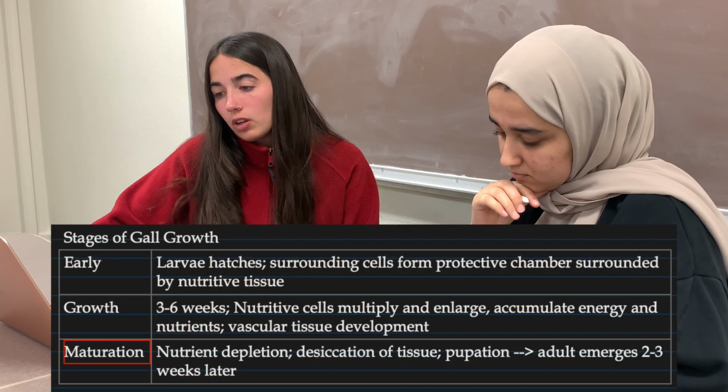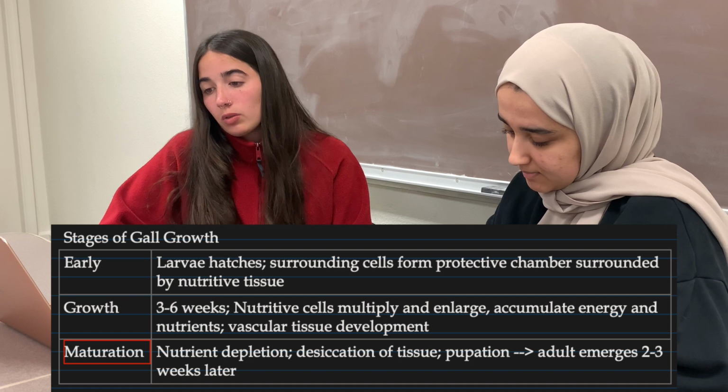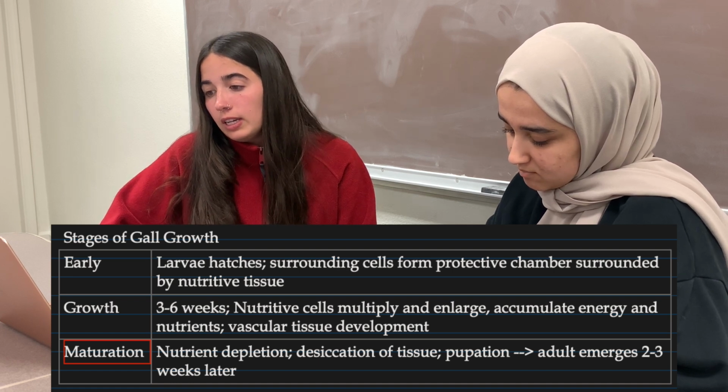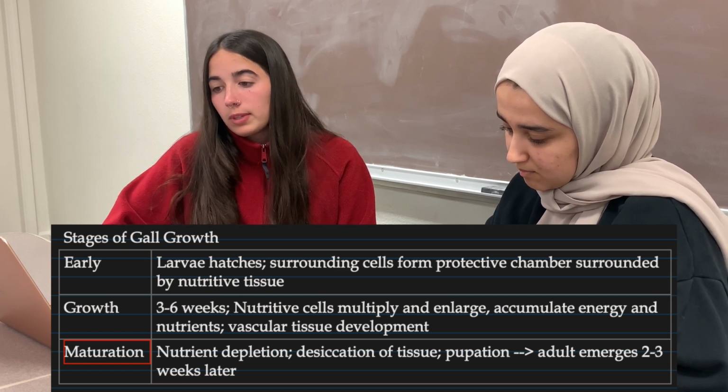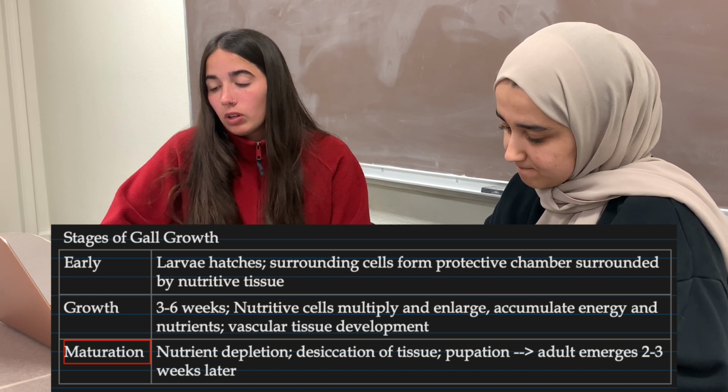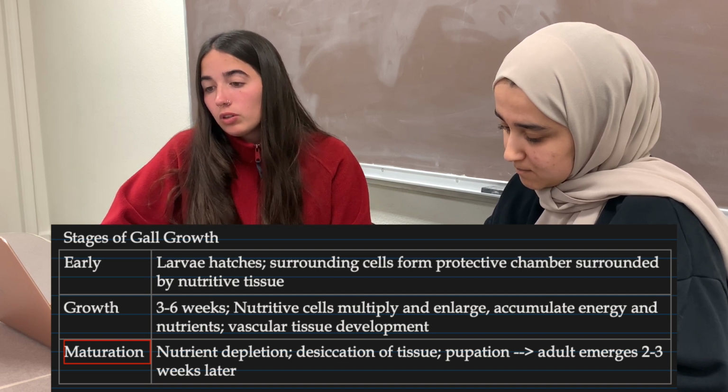What happens to the larva inside after the growth phase? So the larva grows rapidly until the exhaustion of nutritive tissues when they reach the surrounding sclerenchyma layer. Tissues outside the larval chamber become lignified and desiccated. Pupation of the larva occurs and adults emerge 2 to 3 weeks later.